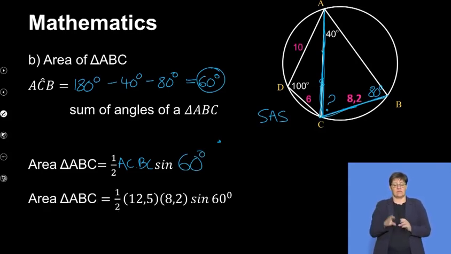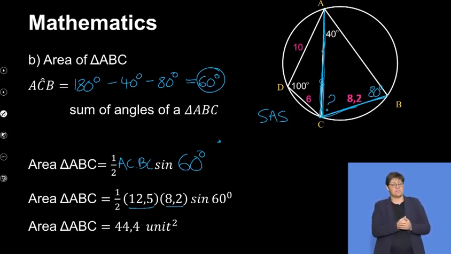Okay, so plugging in our values. Earlier we found AC to be 12.5. We found BC to be 8.2 earlier. And so we plug in those values that we found earlier. All that's left to do is put this into our calculator, which is pretty straightforward, and look at the answer that we're given. And remember, it's units squared. So our answer is 44.4 units squared. And that's the value for the area of our triangle ABC.